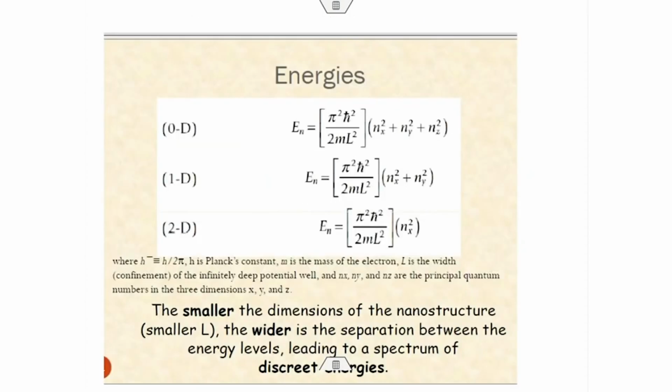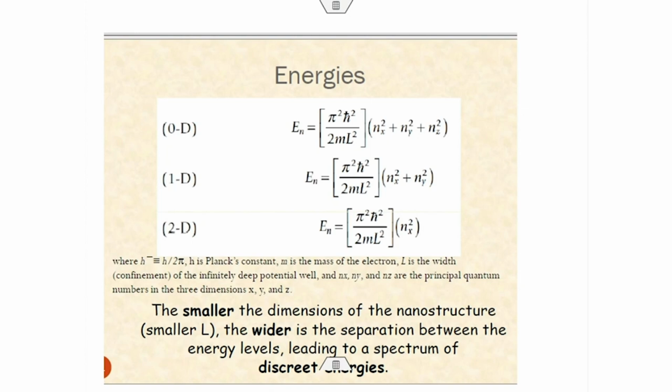Well, so we can do the same mathematics for 2D and 3D, right. So, in 2D it will be n x square plus n y square, and in 3D it will be n x square plus n y square plus n z square, correct. Am I clear? Remember here, m is the mass of the electron, okay. It is not rest mass, it is relativistically corrected mass. L is the length or width of the confinement of the infinitely deep potential well. n x, n y, and n z are the principal quantum numbers in the x, y, z directions respectively.